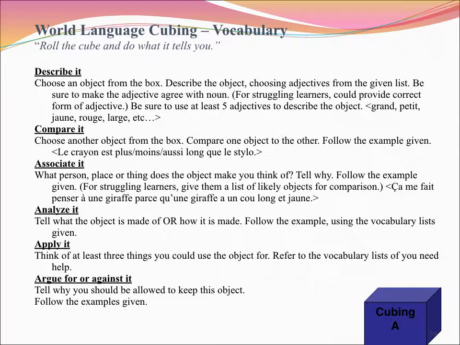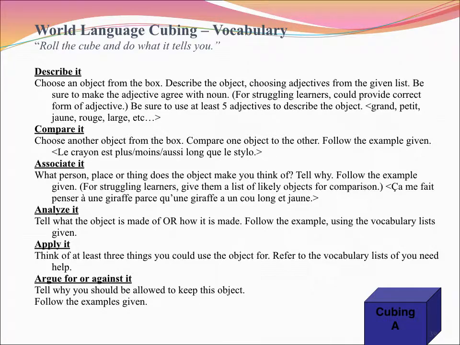So take a look, if you would, at compare it. It says choose another object, because in describe it, we've pulled an object. Compare one object to the other, follow the example given, and then there is an example that's given. In the last one, argue for or against it, tell why you should be allowed to keep this object, follow the examples given. Let's take a look at cube B.